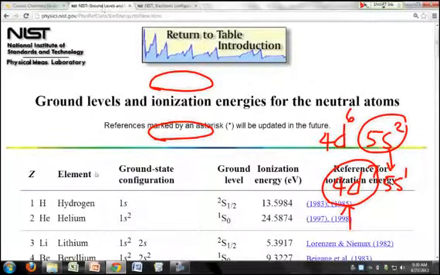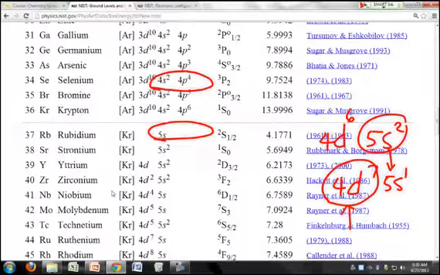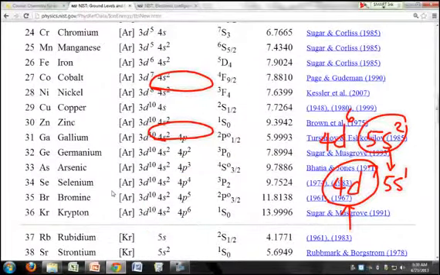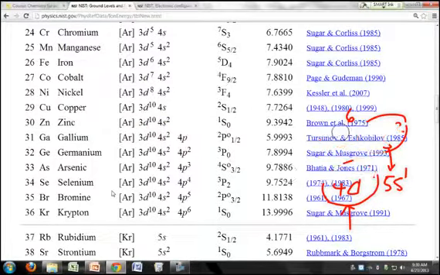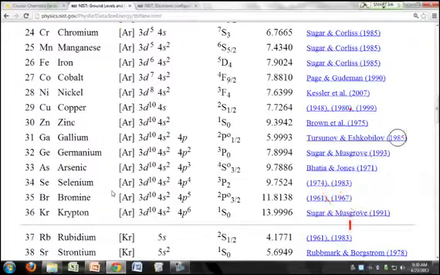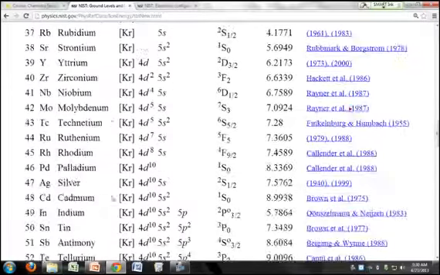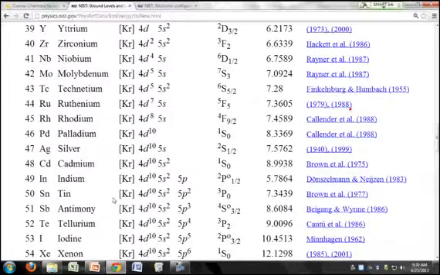Here's another website. What's RH? Let me switch to this other table. You can find this one also on the NIST website. So we found ruthenium. Okay, it's an exception. Rhodium is also an exception. Instead of 5s2, 4d7, you have a 5s1, 4d8.